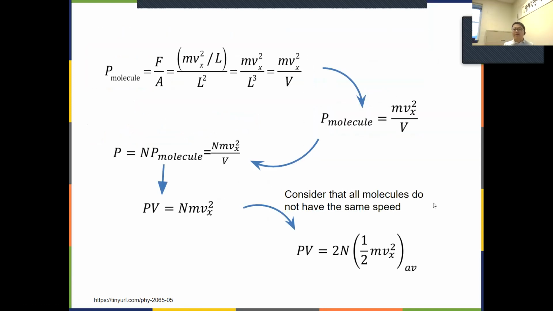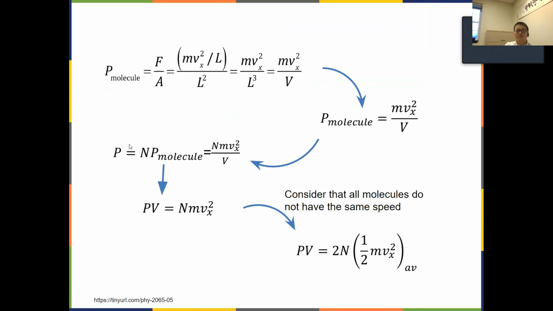So the pressure by each molecule is equal to mvx squared over V. Okay, so we were just looking at the one-dimensional, the x direction. The same will happen in the y direction and z direction as well. So we'll just focus on the x direction for right now.